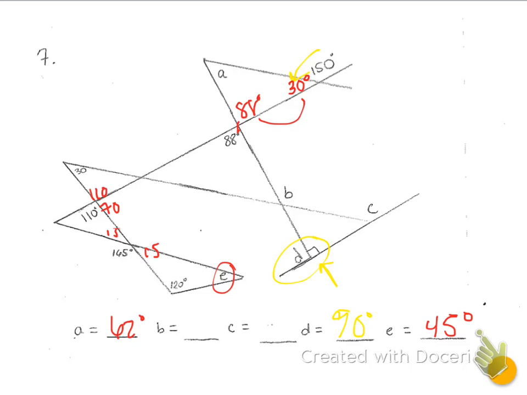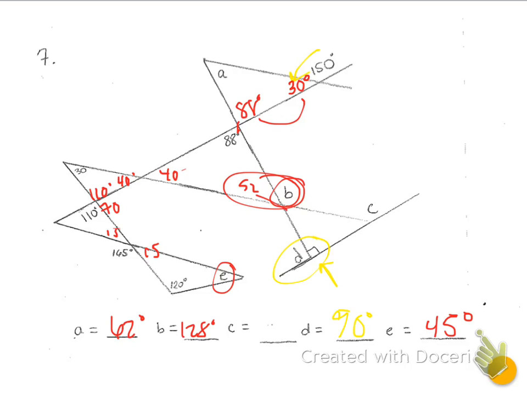This is a vertical angle, so 110. So 180 minus 110 minus 30, that should be 40. These are vertical angles, so that should be 40. 88 plus 40, and we could subtract it from 180. So this is 52. This creates a straight line, so I could take 180 minus 52. So B is 128 degrees.